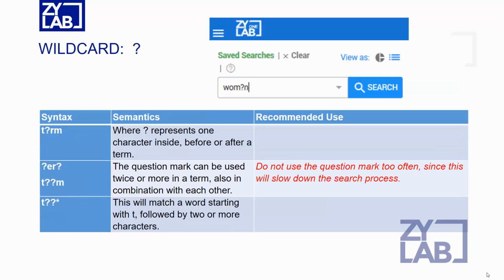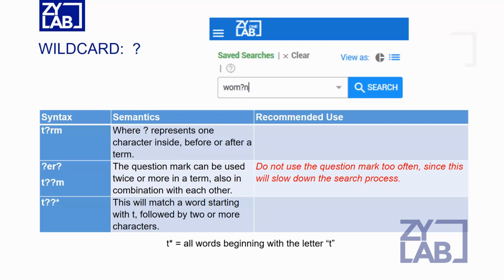The question mark wildcard matches a single character. Like the asterisk, the question mark can be used at the beginning, inside, or after a term. Multiple question marks can be used as well. However, the more wildcards used, the longer the search may take to produce results. Additionally, the question mark can be used in combination with the asterisk.